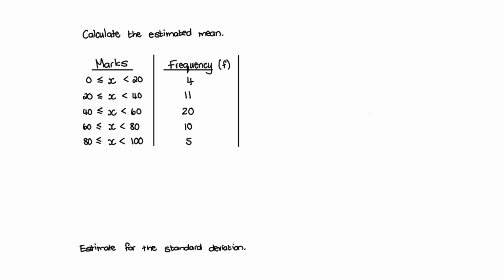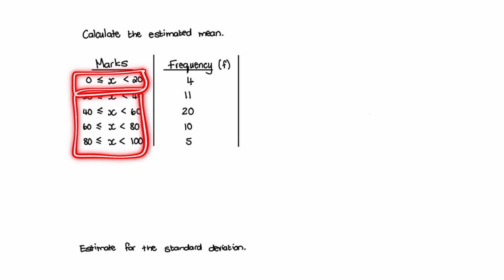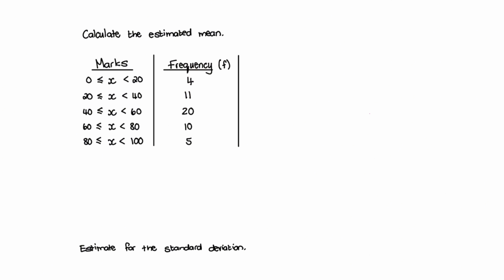deviation. So for this example, we are given a frequency table, and here we have the intervals and the frequencies. So what this means is between 0 and 20, we have 4 values. We do not know what these values are, but we know that 4 values lie between 0 and 20. And between 20 and 40, we have 11 values. Between 40 and 60, 20. Between 60 and 80, we have 10. And between 80 and 100, we have 50.